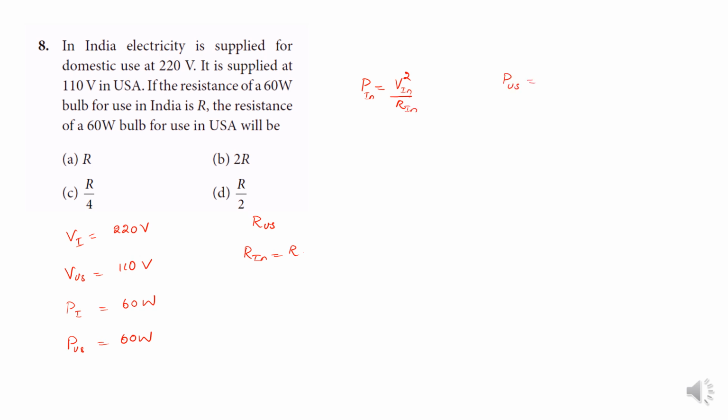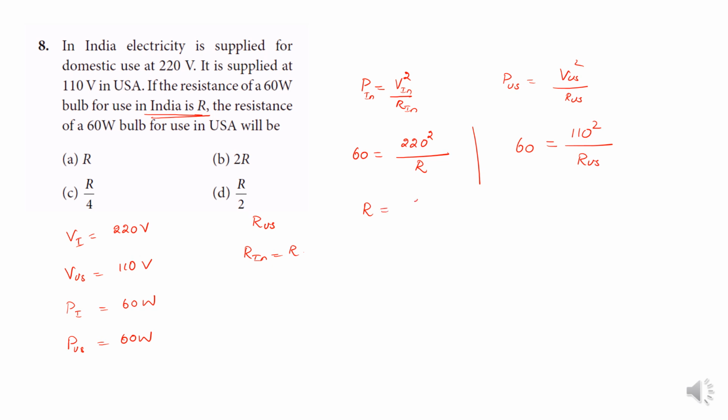Similarly for the US, this is equal to V US square by R US. So the bulb part is same. So 60 is equal to, what is V in India? 220 square by, what is the resistance in India? In India the resistance is R. So let this be capital R. This is for India. For the US, the bulb is again 60 watt. V in the US is 110 square by R US. Okay. So this is R India, which is given as R.